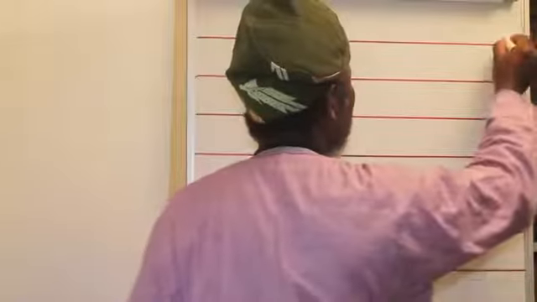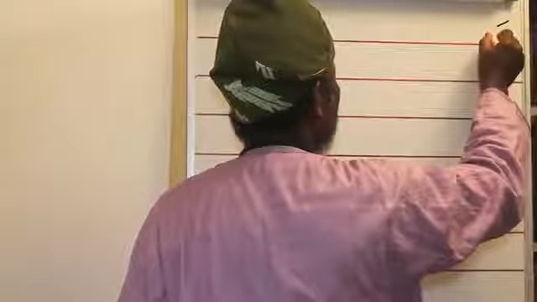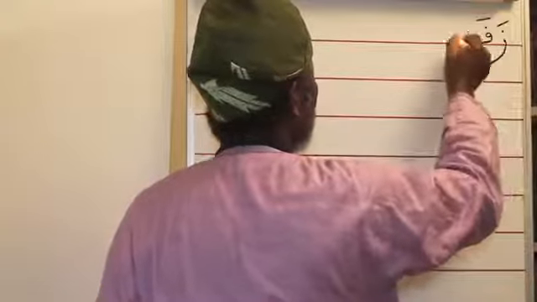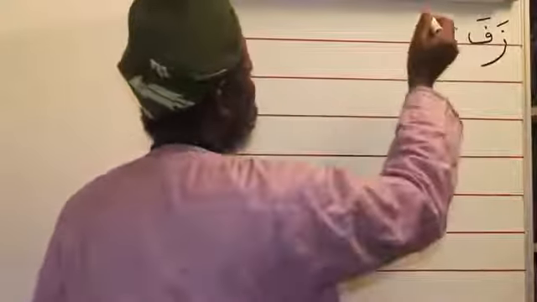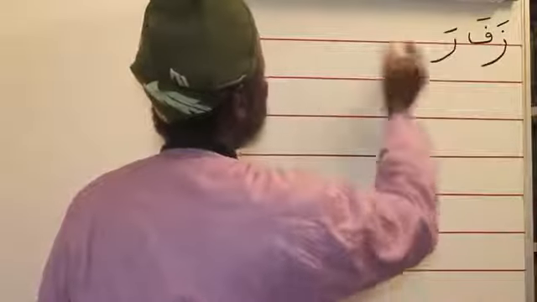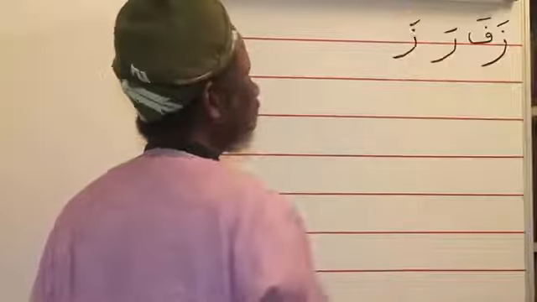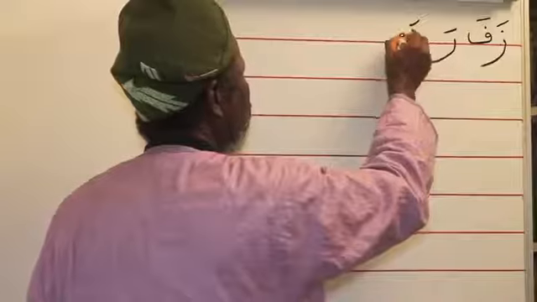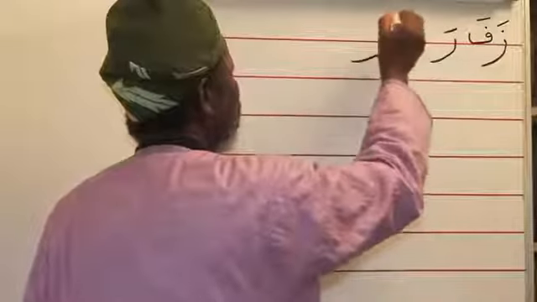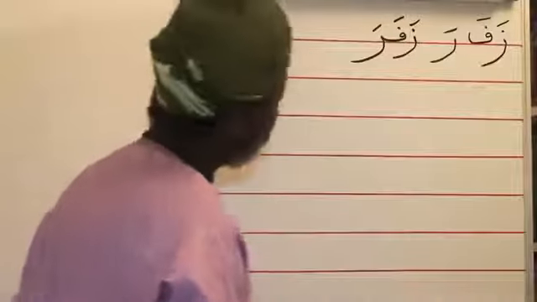Zafara is the first one. Za, fa, ra. Zafara. Let's join them where it is appropriate. Zain is an OT letter, cannot be extended to the left. Therefore, we write fa and join. Zafara.